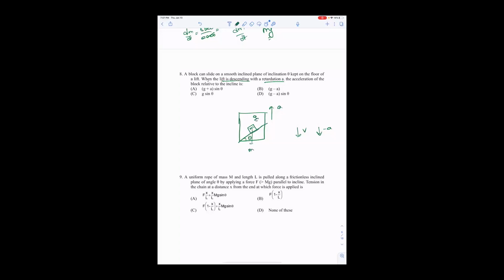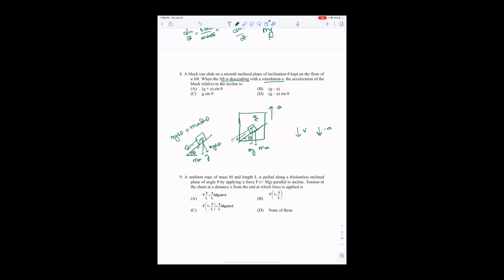So it has mg, it has a pseudo force ma. If you remember, if there's an inclined plane with angle theta, the force component along the inclined plane is mg sine theta. The force component normal to it is mg cos theta. So you have to take the force component this way. Now we have two components, one is mg, the other is ma. So we also have ma sine theta. So we have two forces in this direction.